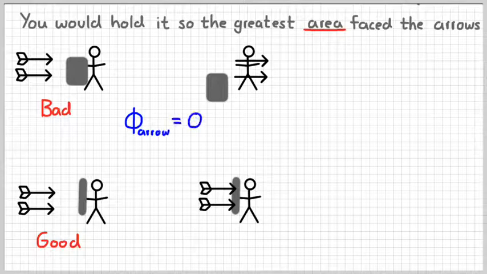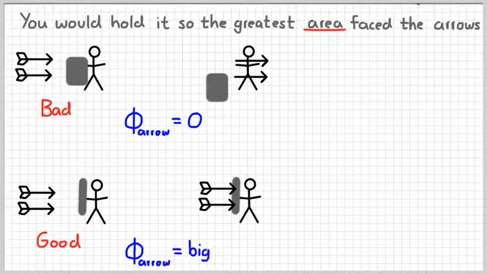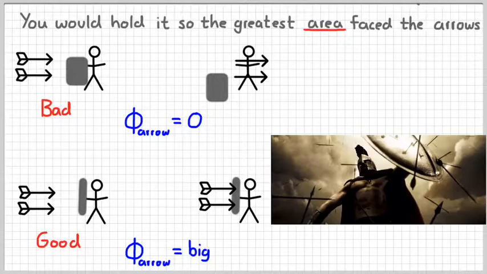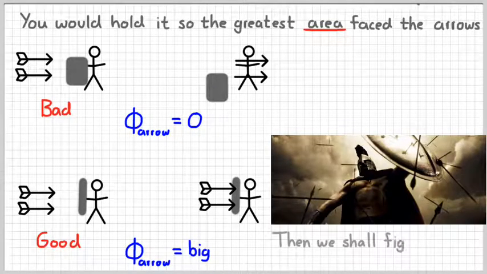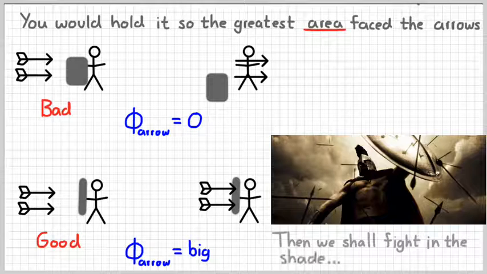In the first example, the arrow flux was 0. The field of arrows, if you will, times the area of the shield was 0 because they're parallel to each other. In the second example, the arrow flux is big. That's why the arrows were stopped by the shield. And so that's why that guy's holding his shield like that, so he doesn't get hit by those arrows. You can make a similar analogy using drops of water in an umbrella, but it's not nearly as interesting. But probably more practical for you and me.